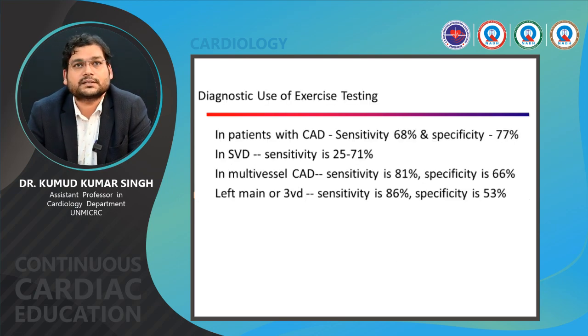Diagnostic use of exercise testing. In the patient with CAD, in single vessel CAD, the sensitivity is 25 to 71%. In multi-vessel CAD, the sensitivity is 81% and the specificity is 66%. And in left main or triple vessel CAD, the sensitivity is 86% and specificity is 53%.